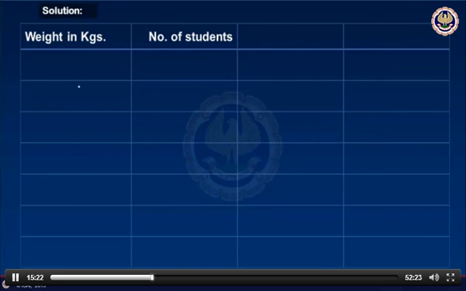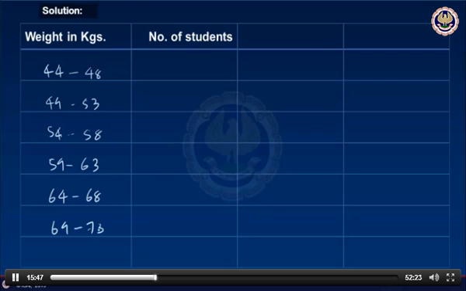Now, the data: 44 to 48, 49 to 53, 54 to 58, 59 to 63, 64 to 68, 69 to 73. The respective numbers of students are 3, 4, 5, 7, 9, 8. Generally, in the calculation of the mean, the sum of the frequencies is very important. So the sum of the frequencies, if you sum up 3 plus 4 plus 5 plus 7 plus 9 plus 8, is equal to 36.